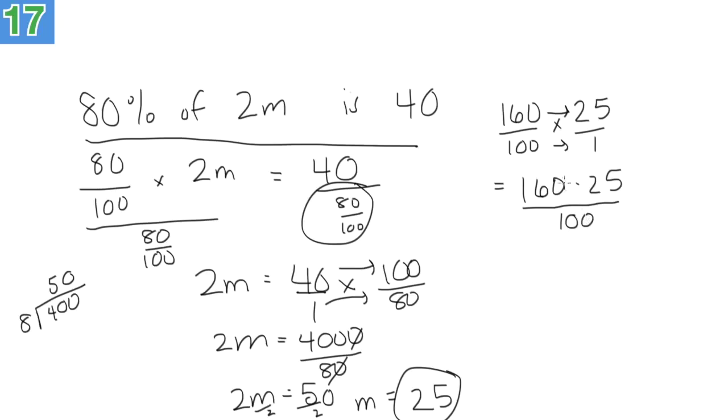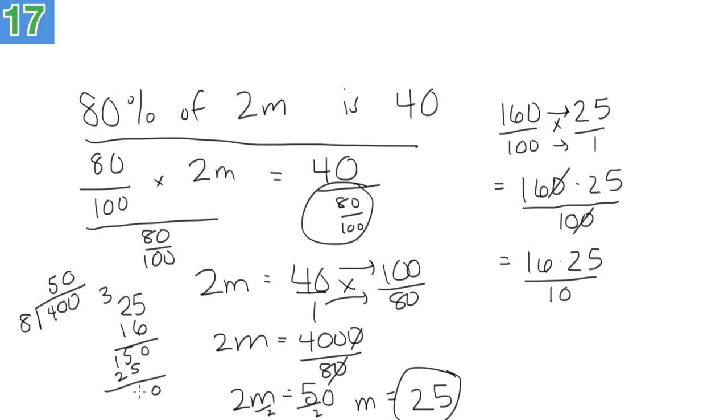And let's first start by, we have zeros. Let's get rid of one of the zeros. So it's 16 times 25 divided by 10. And I guess we have to do this math. 25 times 16, $400. Divided by 10, we get rid of those zeros, we get 40. All right, our answer is 40. 80% of 2m is 40, and 160% of m is 40.